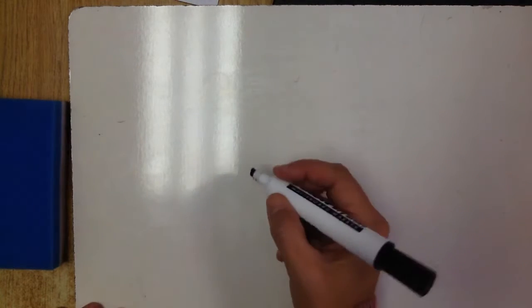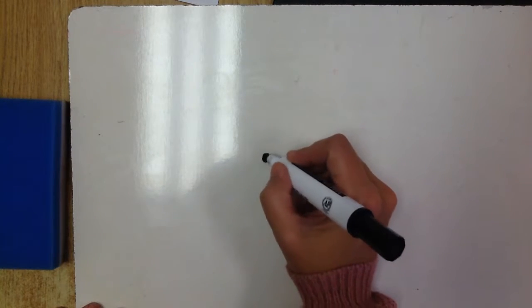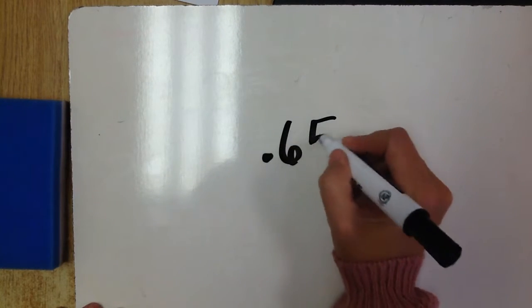Hi, today we're going to focus on using the strategy of standard algorithm to divide a whole number by a decimal. Before we start that strategy, I want to review how we can multiply by powers of 10.